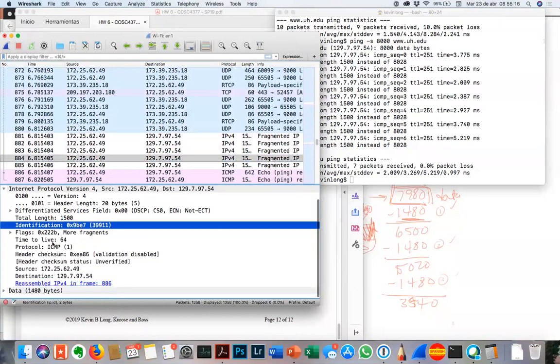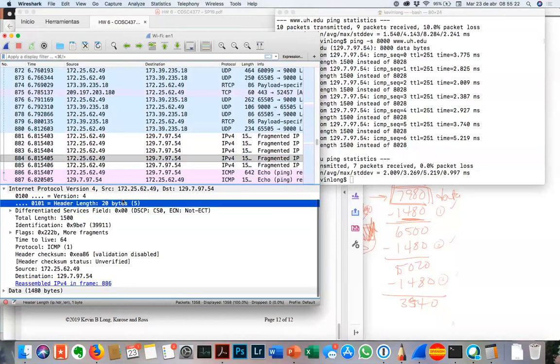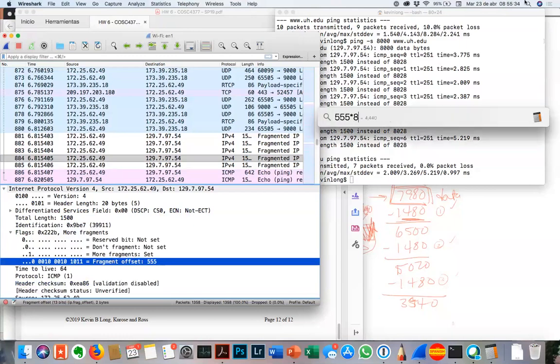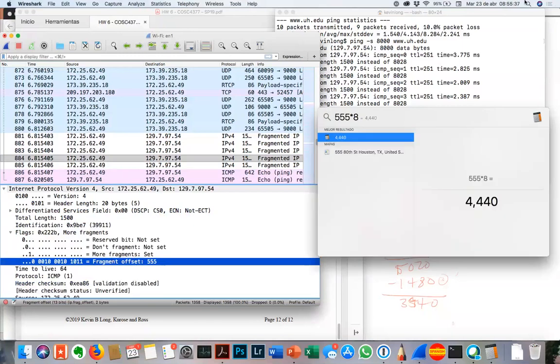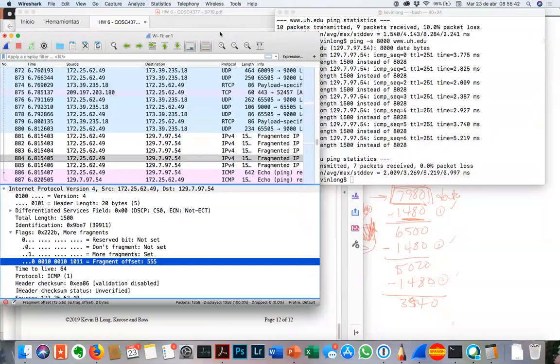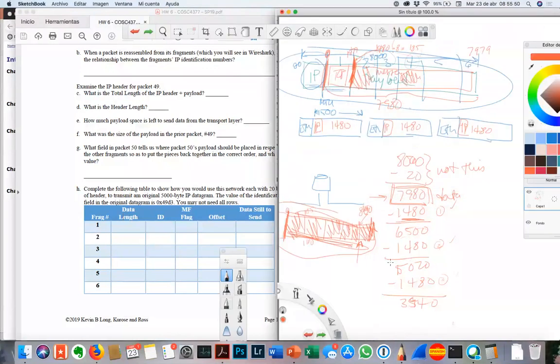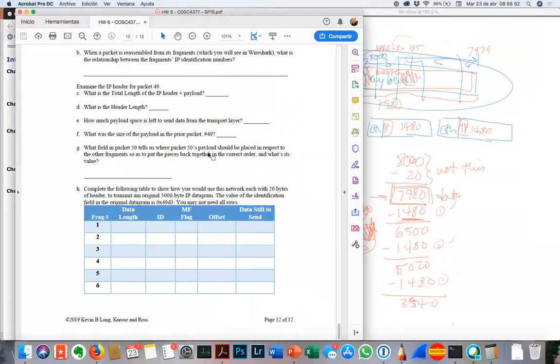And here you can see a total length. You can see a header length. If this one is a fragment, it's got the more-fragments bit set and an offset of 555. So what byte number is this? 555 times 8. This is the packet that starts at byte 4,440. All right, makes sense? Hope that helps. Hopefully we'll get you through it. Data still to send is whatever the remainder is after subtracting the 1480 off. Okay, so that should be able to get you through that.